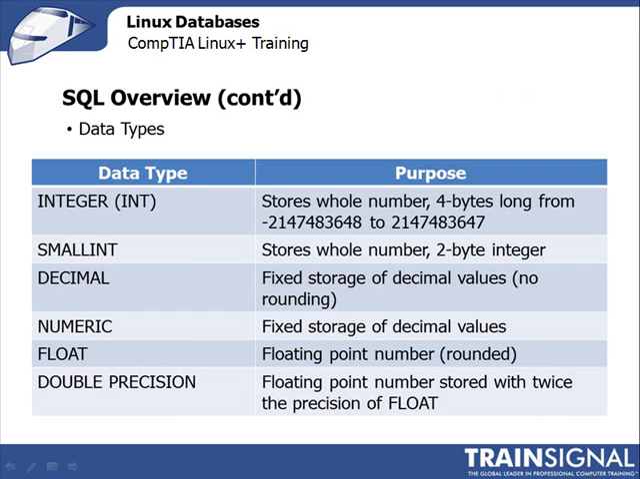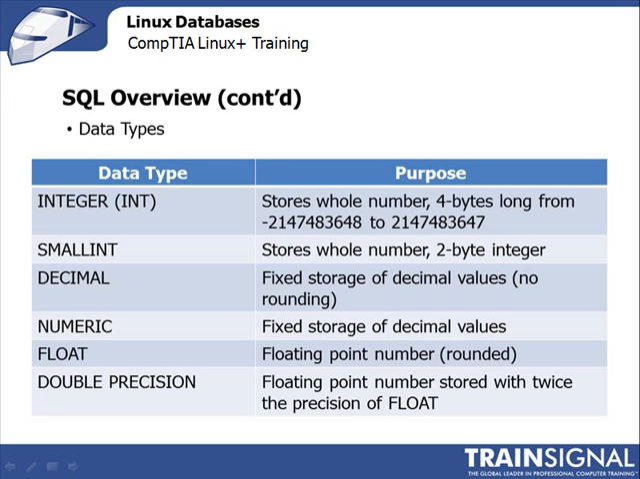Again, our first sample table held only characters, but on the next two slides, we'll take a look at other data types that you may use in your databases. The first is integer, which is shortened as int. Integer stores a whole number, 4 bytes long, and small int, the next data type, stores a whole number, but it's 2 bytes long. Decimal is a fixed storage data type with decimal values. Decimal is one you'll probably find yourself using often.